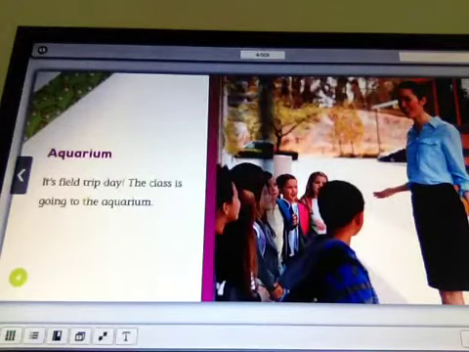So remember, we're looking at the picture, and we're going to talk about how the picture connects to the words. I see a school bus. I'm thinking this is a setting at school, and the grown-up is probably the teacher, and the children are probably students. Aquarium. It's field trip today. Oh, it's field trip day. The class is going to the aquarium.